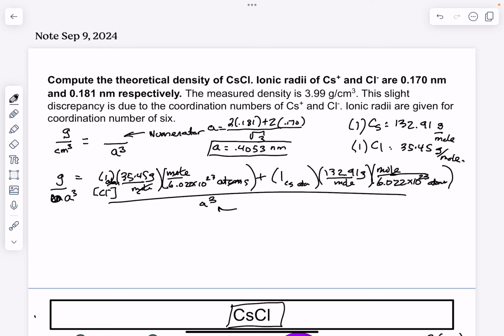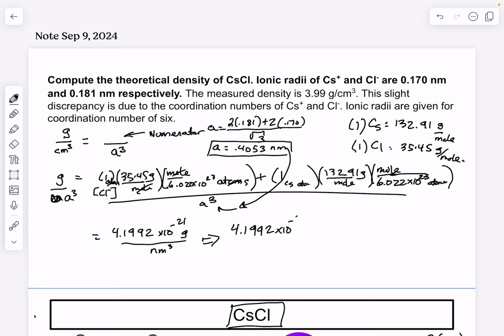Okay, so if we plug in that number down here and carry it all through, what we get is 4.1992 times 10 to the minus 21 grams per nanometer cubed, because A is in nanometers. All right, we're getting closer. Now we just have to convert into grams per centimeter cubed. So I'm going to do some conversions here. That's going to equal 4.1992 times 10 to the minus 21 grams per nanometer cubed.